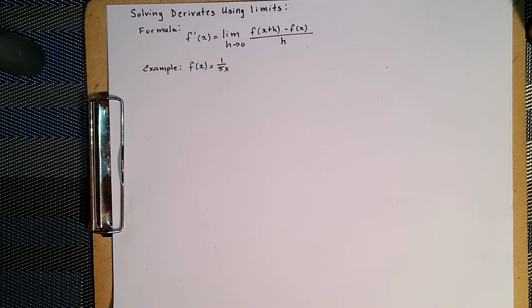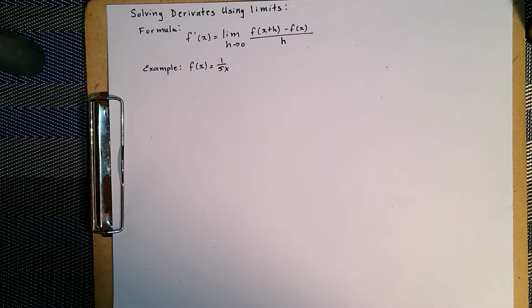Hi, today I want to go over an example on solving derivatives using limits. The formula states the derivative of f of x equals the limit of h approaching 0, f of x plus h, take away f of x, over h, and the example is f of x equals 1 over 5x.